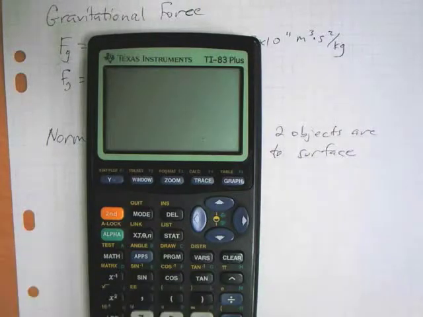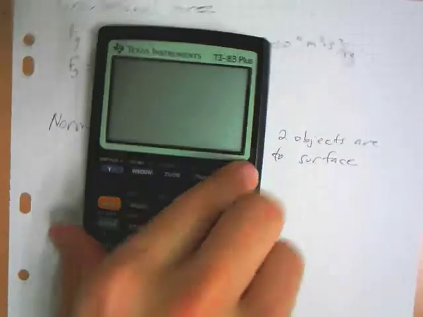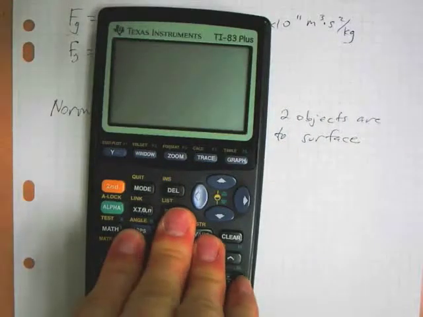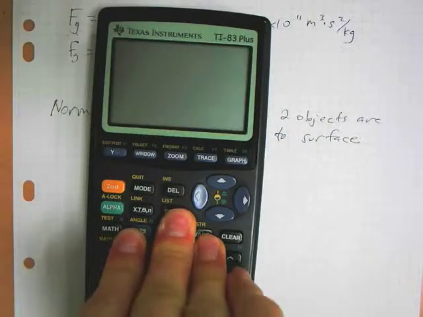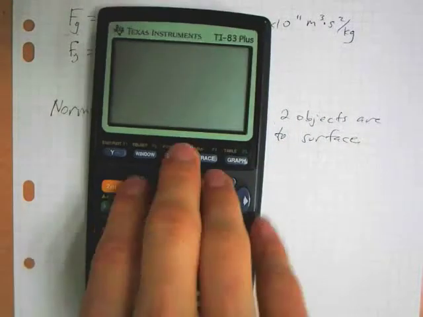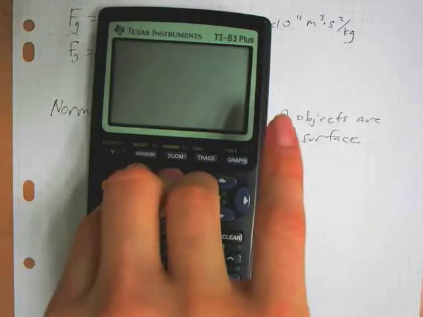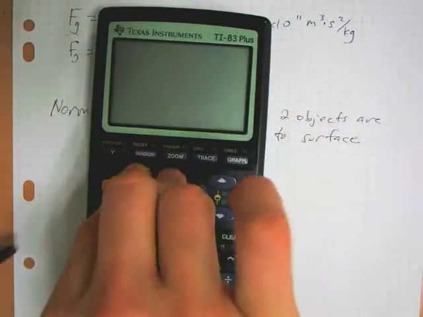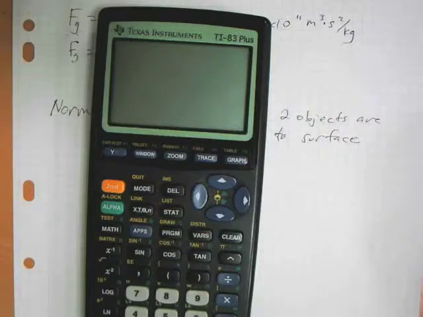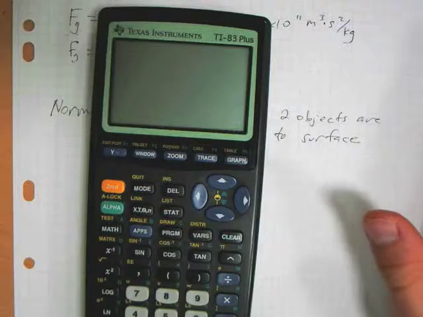If I push down on the calculator, which you may not be able to see me doing, now there's more downward force on the calculator than just gravity. There's force from gravity and from my hand. Now there's a greater normal force that the desk is exerting. So normal force will tend to cancel out other forces, up to a certain point.